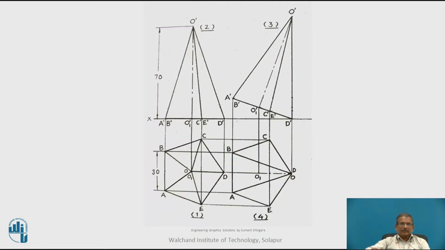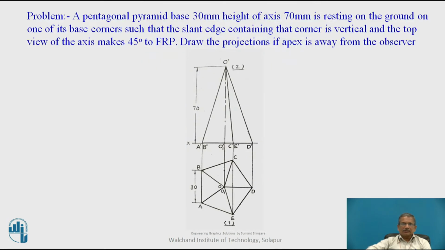So the next condition is one of its faces is perpendicular to HP. You observe it. So now it is resting on one of its base corners such that the slant edge containing that corner is vertical. Okay, and the top view of the axis makes 45 degrees with VP. So first, as it is resting on HP or ground, first we will rotate the front view such that its slant edge must be vertical.